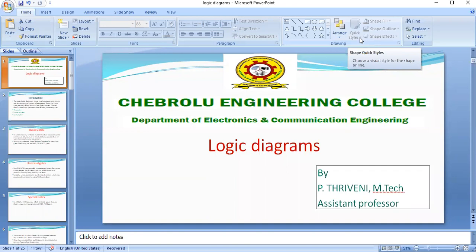In today's session, I'm going to explain about logic diagrams. How can we draw logic diagrams for the given Boolean expression, and how can we realize these logic diagrams using only NAND gates or using only NOR gates? So how can we implement these using universal gates? Those are today's topics.